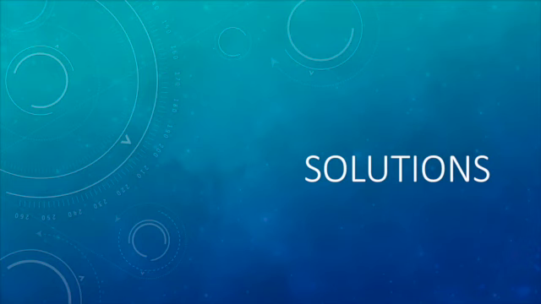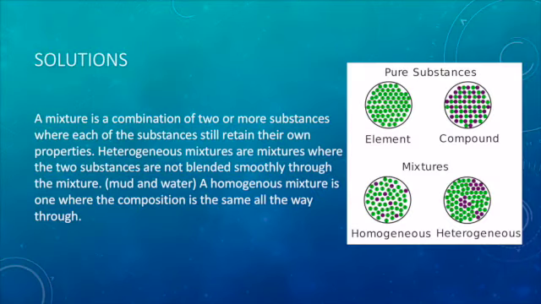This is the unit about solutions. Before we start talking about solutions, let's go over mixtures again. So a mixture is a combination of two or more substances where each of the substances still retain their own properties. So heterogeneous mixtures are mixtures where the two substances do not blend smoothly throughout the mixture. So this would be like muddy water.